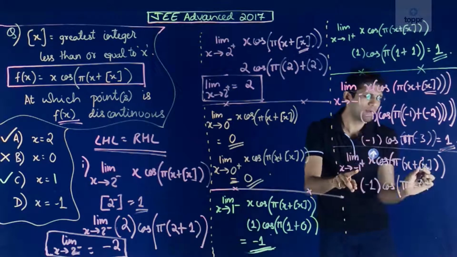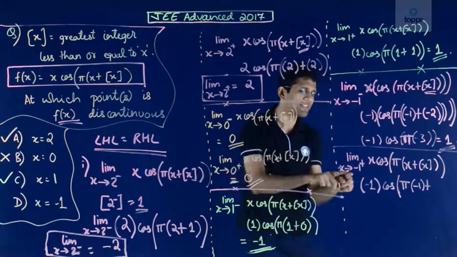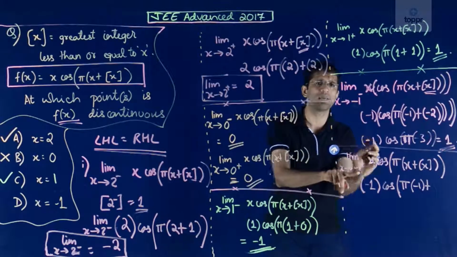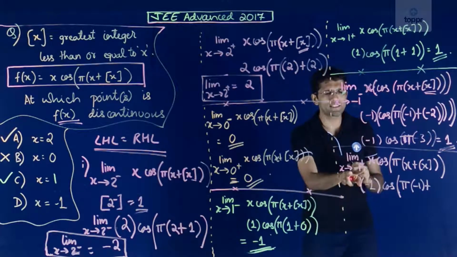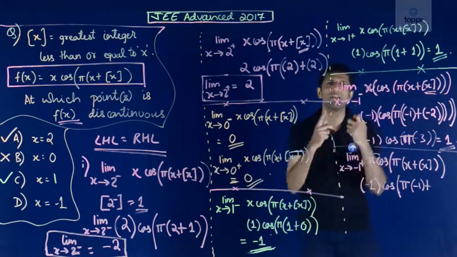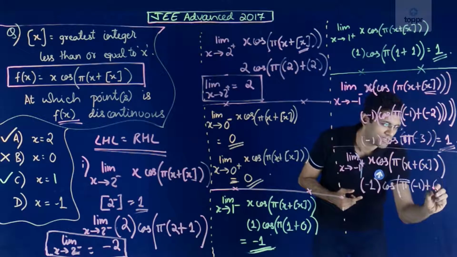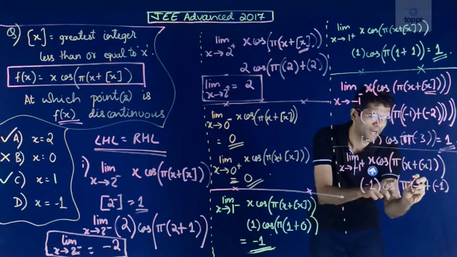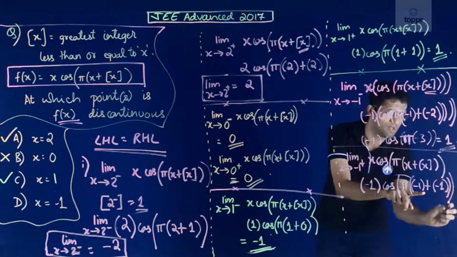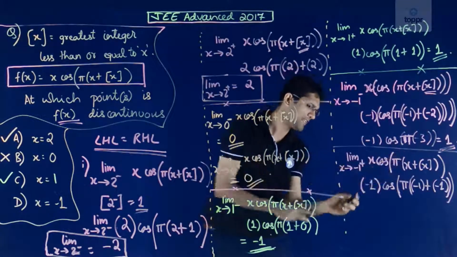Next note that here there is a GIF of x, but x is tending to minus 1 from the positive side, so x is a little greater than minus 1. And because x is a little greater than minus 1, the GIF of x will return the value minus 1 itself. And so here we have a minus 1. Then the bracket closes so that this pi multiplies or applies on both these terms. And now we can easily find the value of this expression.